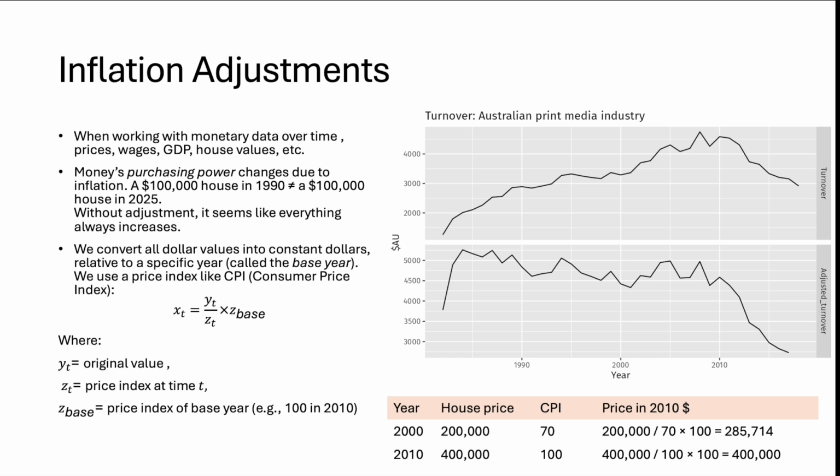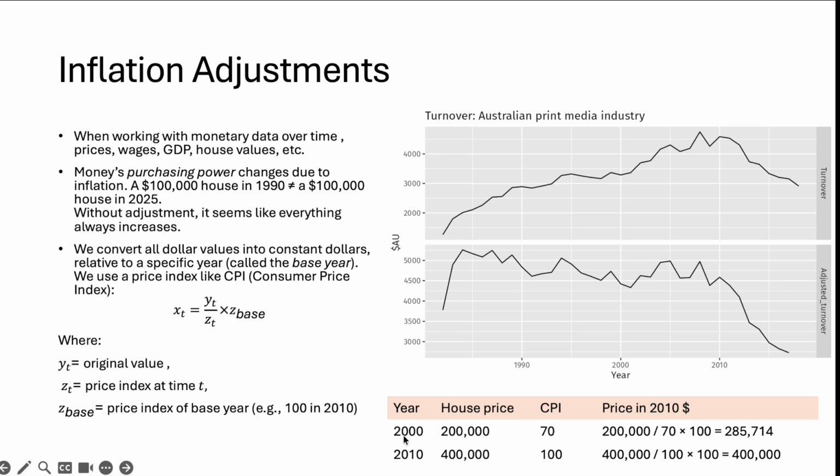For example, in this table, we chose the base year to be 2010. For the house price, because it's the base year, the CPI is 100. That's why when you use this equation, you get 400,000, the same number, because this is my base year. And what does my base year mean? It's the one that I'm relying on. This is the year that I compare the dollars against.